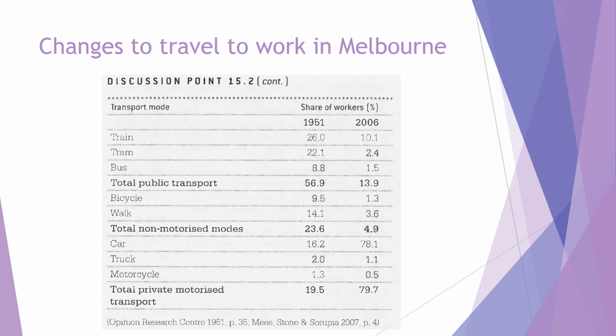Some of these numbers have really massively changed. The total public transport has dropped from around 57% of workers to only 14%. Car use has jumped from 16% up to 78%. The non-motorised modes have dropped from 24% down to 5%. And in many parts of Melbourne, even 5% is a lot. It's more like 1 or 2%.